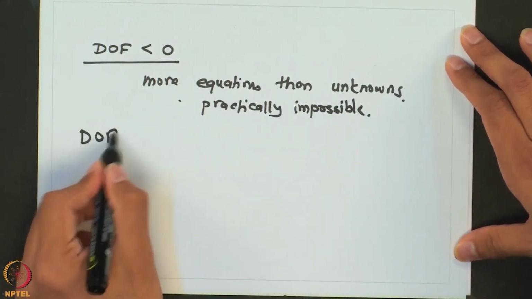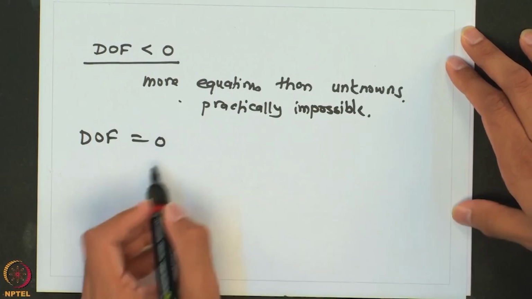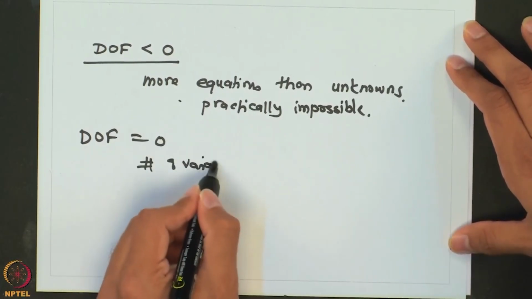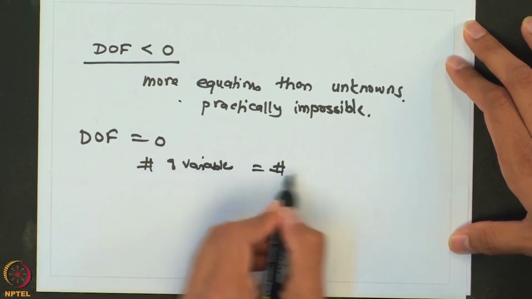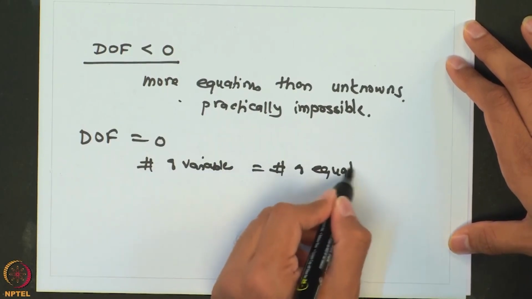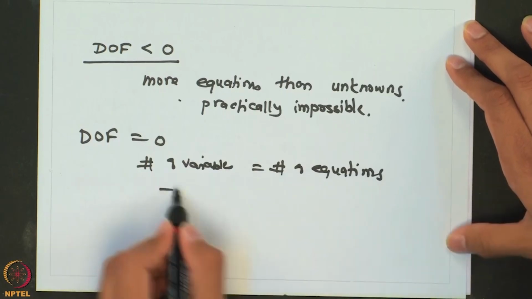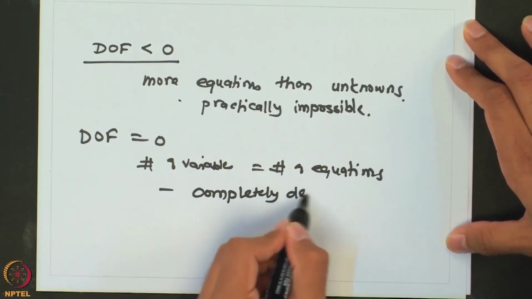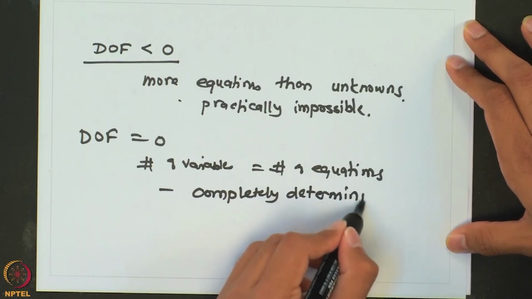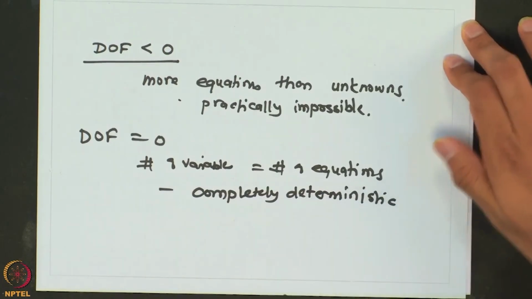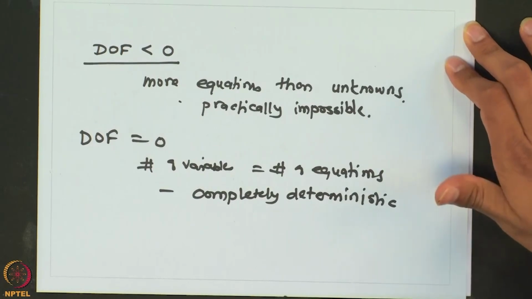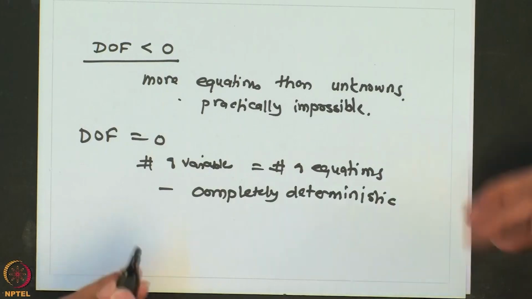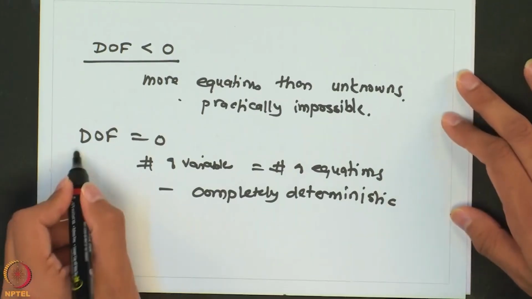Degree of freedom may take a value of 0, which means number of variables equal to number of equations, and this is a completely deterministic case. So, we can just solve this system of equations and get a solution. There is no degree of freedom, or there is no way to manipulate this particular process.